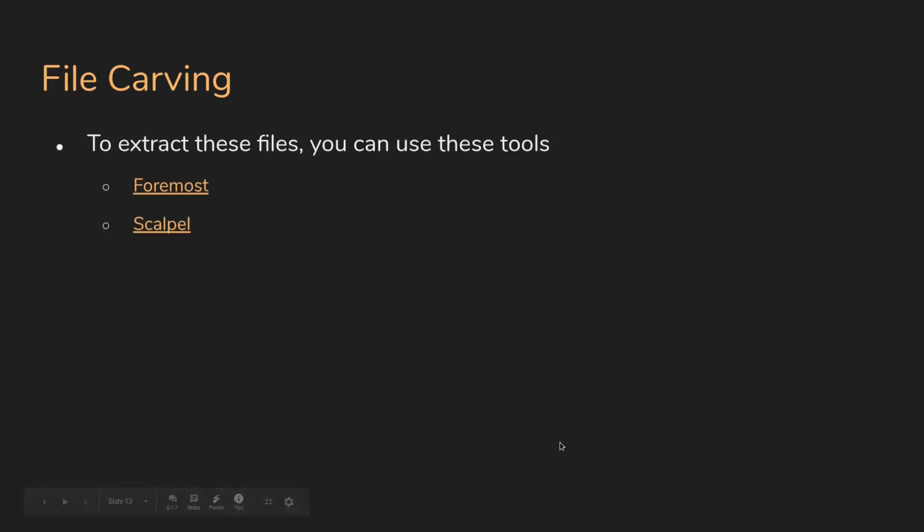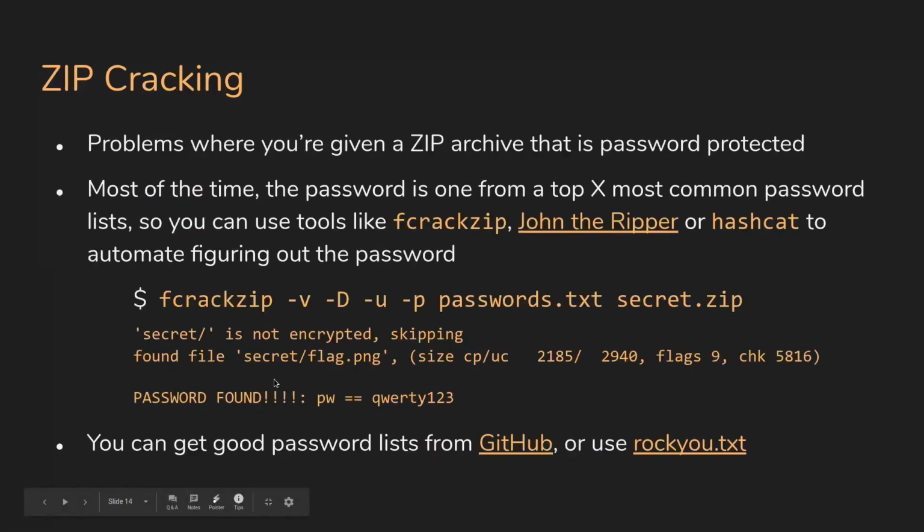So to extract these files, there are two tools, Scalpel and Foremost, which will help you carve out the files from within the file that it's hidden in. Another common problem is zip cracking, where you're given a zip archive that's password protected, and basically you just have to get into it.